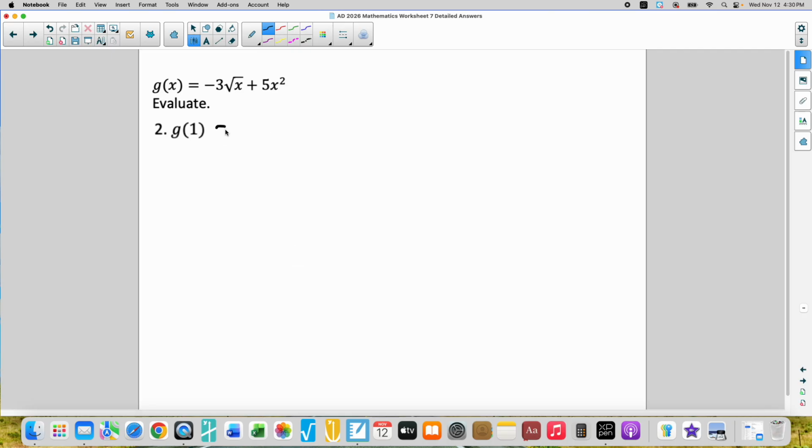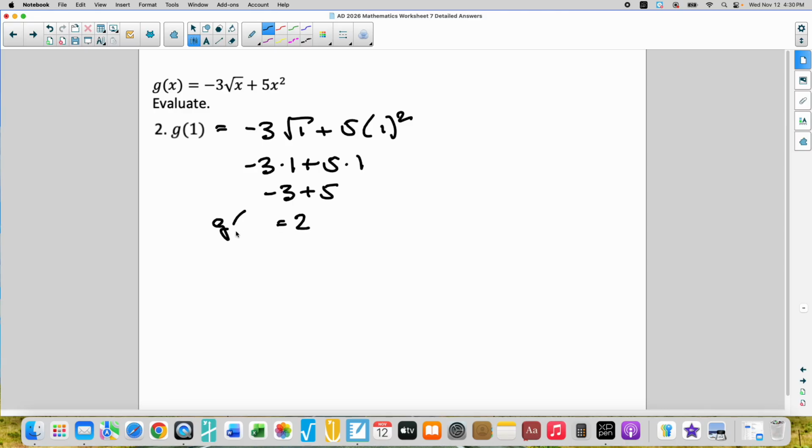G of 1, so we substitute 1 in for x this time. We get square root of 1 is 1. 1 squared is 1. Negative 3 times 1 is negative 3. 5 times 1 is 5. And negative 3 plus 5 is 2. So g of 1 equals 2.